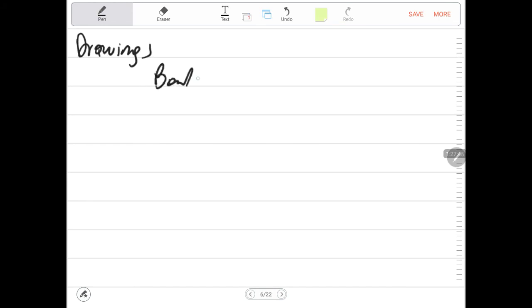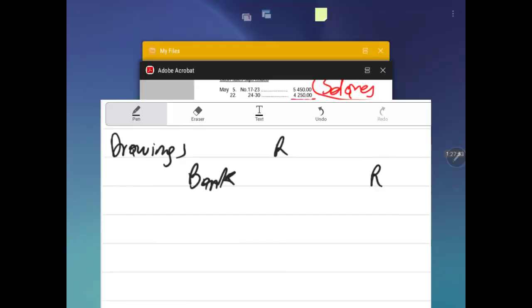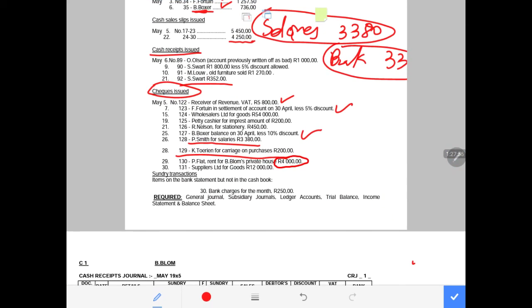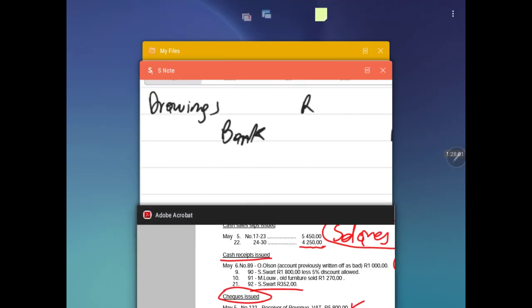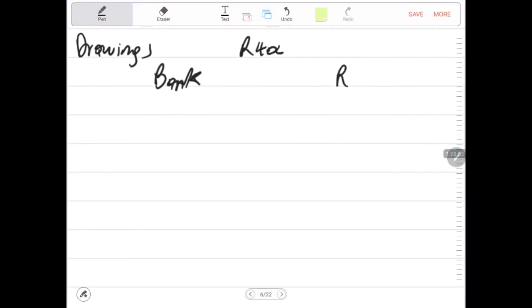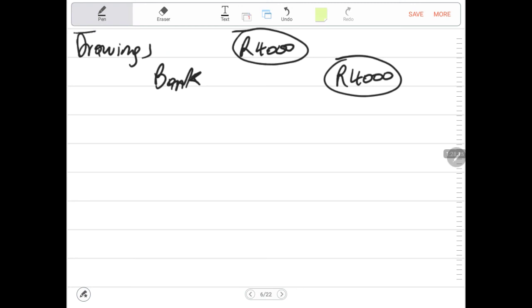Then the owner withdrew money. The withdrawal of money does not have VAT, there's only bank charges. There's no VAT on withdrawal. There's only bank charges if the owner withdraws money. 4,000 is the amount that we're talking about. So 4,000 will be recorded under drawings, and 4,000 will be recorded under our bank. So now where does this go? This goes under our bank column. This goes under Sundry Ledger because we don't have the drawings column in our cash payment journal.